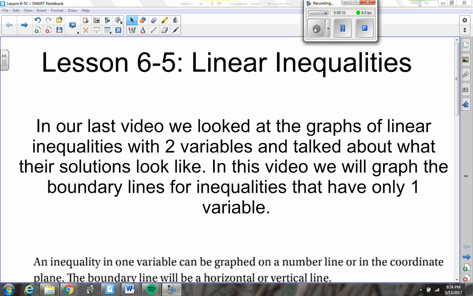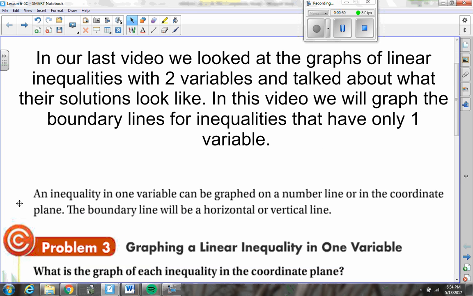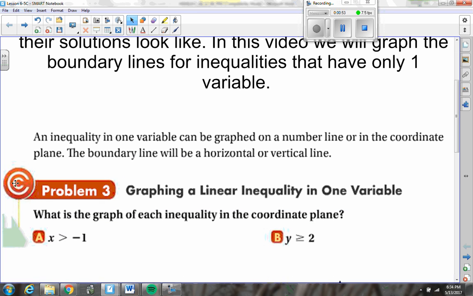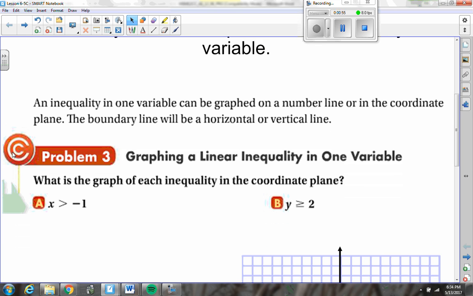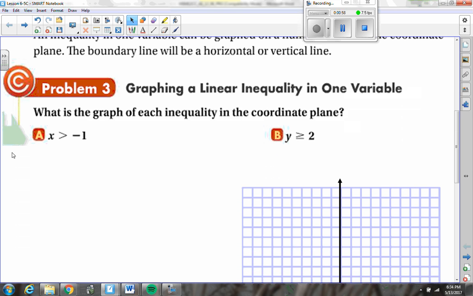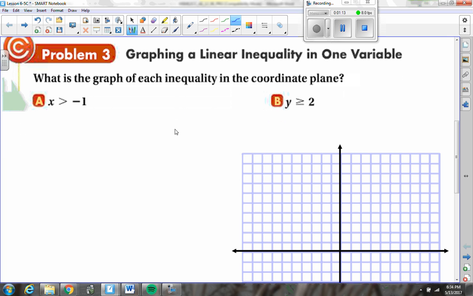In this video, we're going to graph boundary lines for inequalities that have only one variable and also shade those. Those in general are quite a bit easier if we can understand exactly what's happening. Now, an inequality in one variable can be graphed in the coordinate plane. This is what it looks like when it is graphed. It's important to realize that when we have one variable only, the boundary lines are either going to be a horizontal or a vertical line.